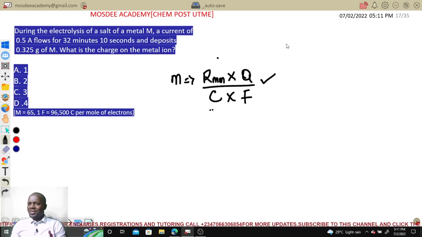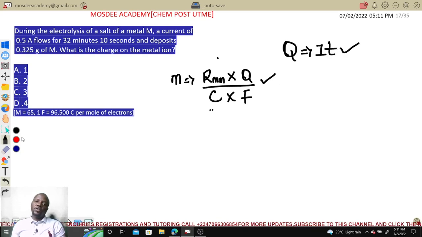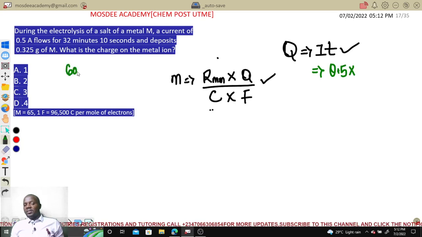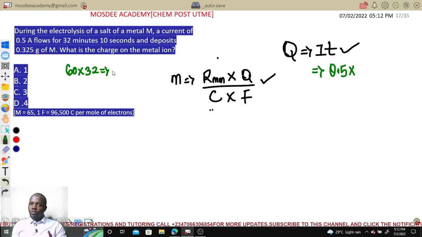I also need to understand that quantity of electricity is current times time. Everybody should note this. It's one of the most fundamental formulas that is important. So Q is I times T. I need to get my I and T to get Q. The current is 0.5 from the question, and T should be in seconds, 32 minutes 10 seconds. So 60 seconds make 1 minute. So 60 times 32 is what I'm going to do here. 60 times 30 is 1800, 60 times 2 is 120. 1800 plus 120 should be 1920.